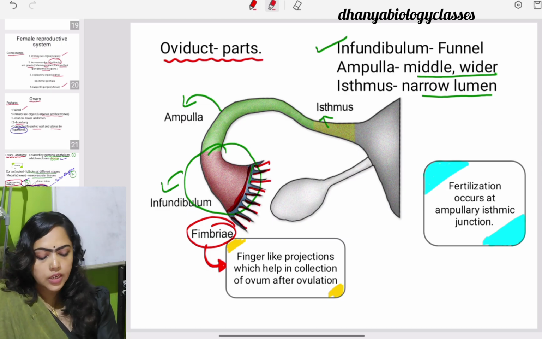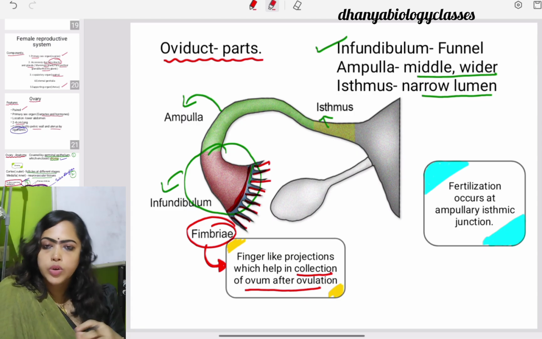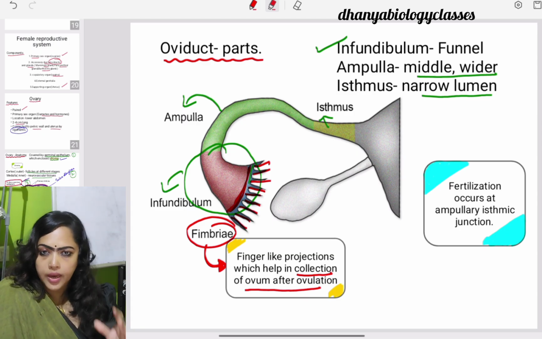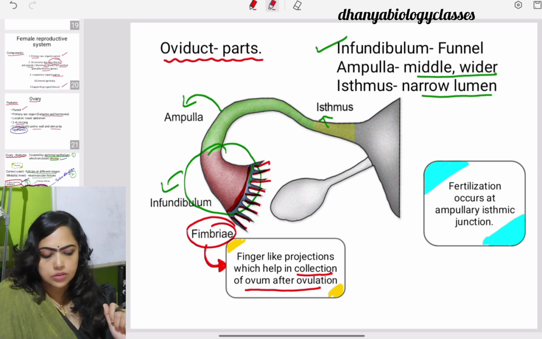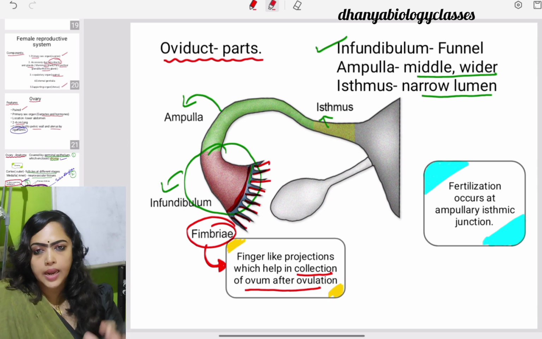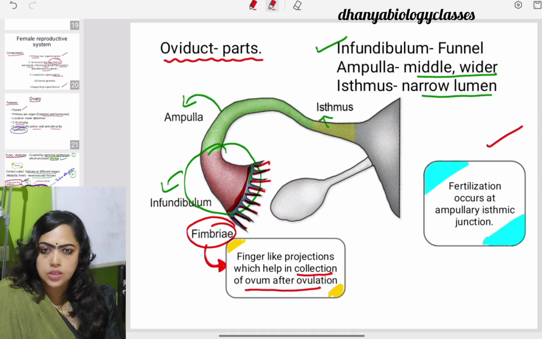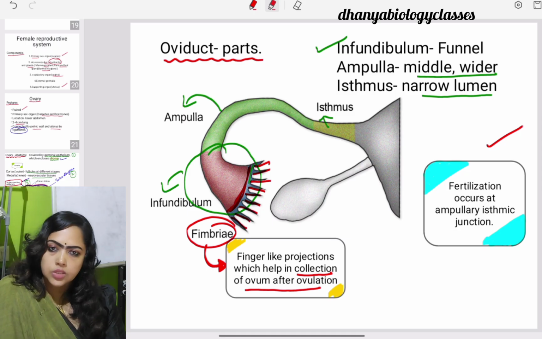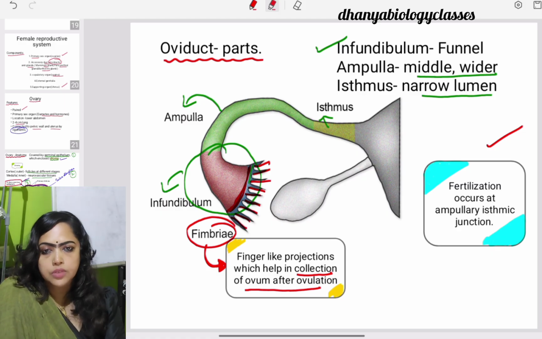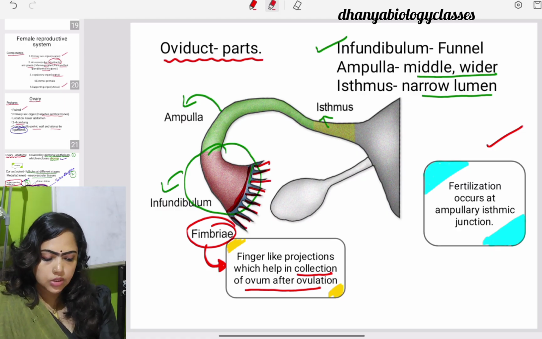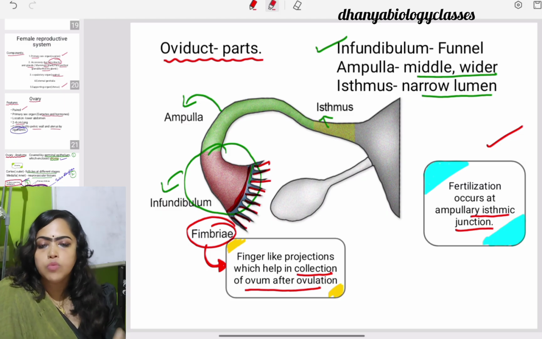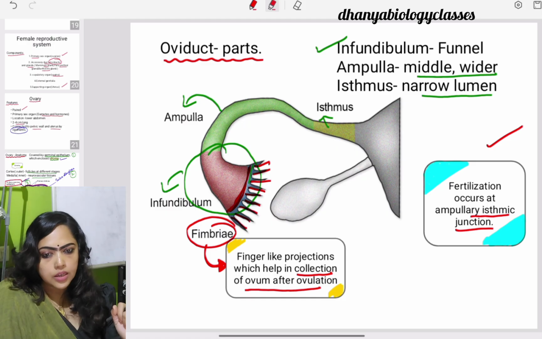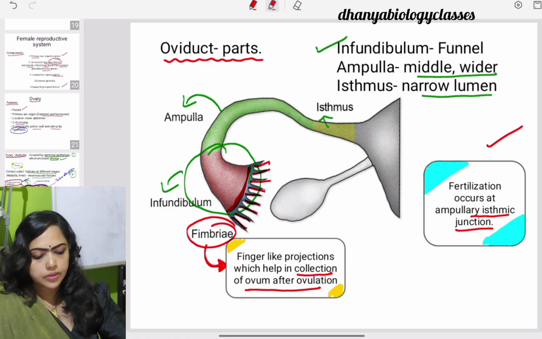What is the role of fimbriae? It is involved in the collection of ovum after what? Ovulation. Okay. So what are fimbriae? They are the finger-shaped structures at the margin of infundibulum. And what is its role? The collection of egg after ovulation. And then this is also important. This is the site where fertilization occurs. We discussed the organ where fertilization occurs, that is the oviduct. And within the oviduct, which is the specific part? Ampullary isthmic junction. So the ampullary isthmic junction is the specific area where what occurs? Fertilization occurs. Clear? So this is about the different parts of the oviduct.